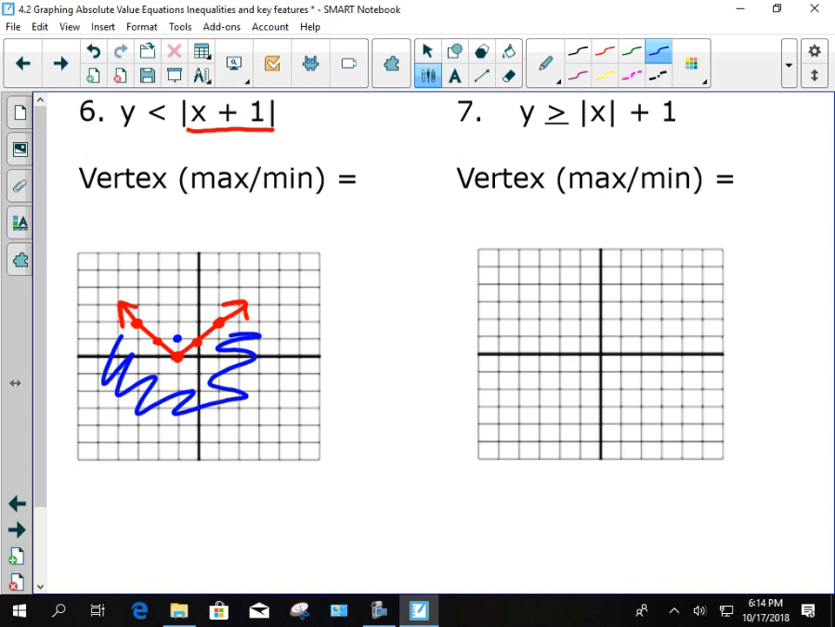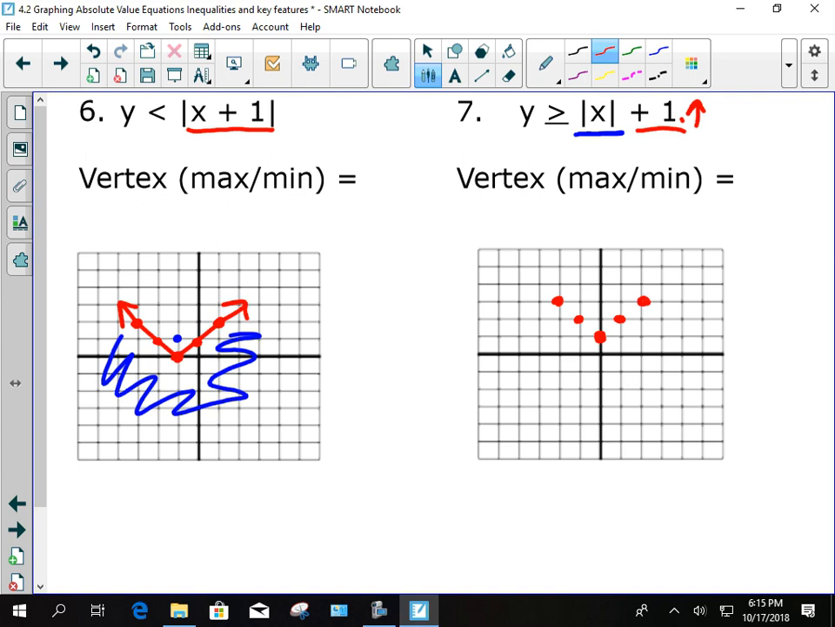Do I have anything with my x? No. But I do have a +1 that's away from my x. So nothing's with my x, so I stay at the origin, and then I go up 1 on the y-axis. Remember, this right here is up because it's +1. So then I go up 1 over 1, up 1 over 1, up 1 over 1, up 1 over 1.